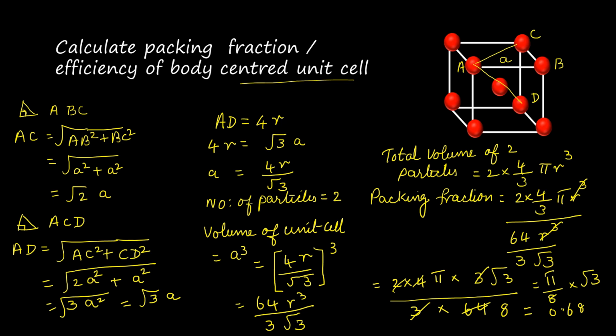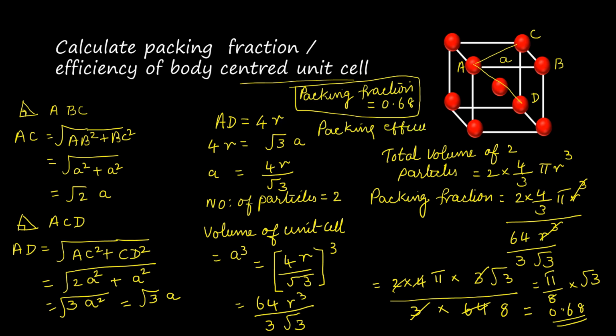You know pi is equal to 22 by 7. I will carry over this on the top. This is the first answer. Packing efficiency is packing fraction into 100. So it becomes 68%. This is the answer for the second part. This means 32% of space is occupied by voids. This type of packing is less efficient than FCC and HCP, but more efficient than simple cubic packing.